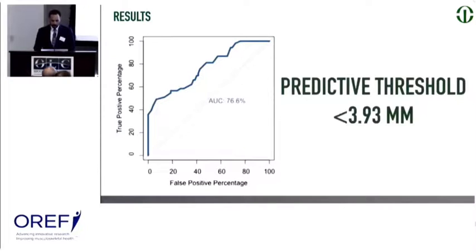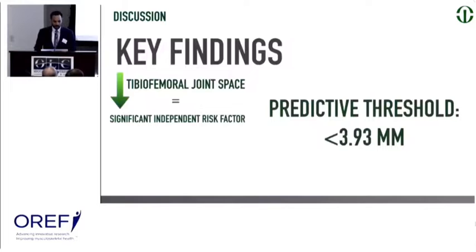A receiver operating characteristic analysis was conducted to determine the threshold for tibiofemoral joint space, and the area under the curve was 76.6%. The predictive threshold was a tibiofemoral joint space of less than 3.93 millimeters as an increased risk factor for developing these fractures. So overall, the key finding was that decreased tibiofemoral joint space was a significant independent risk factor for developing subchondral insufficiency fractures of the knee.